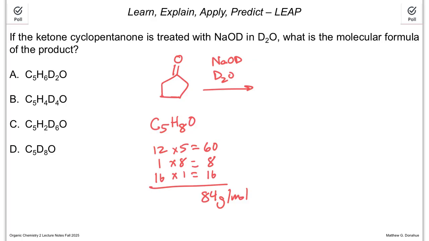So we're going to run the reaction with NaOD and D2O, and the action is only happening at the alpha carbons. So if every C-H bond is substituted for deuterium, how does the molecular formula change? What do you think the answer will be?